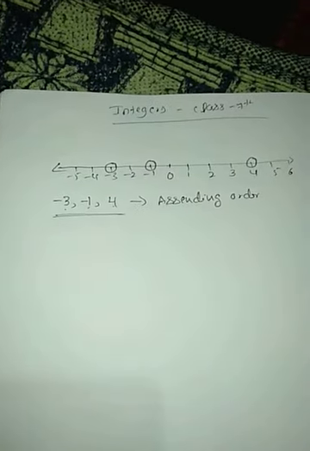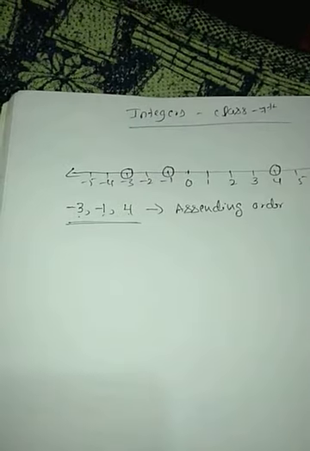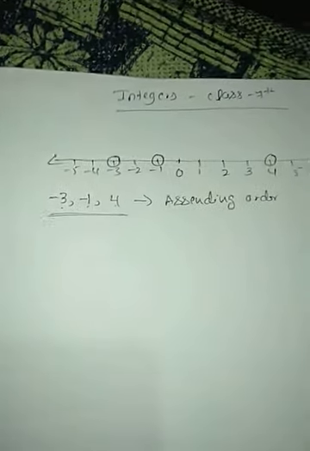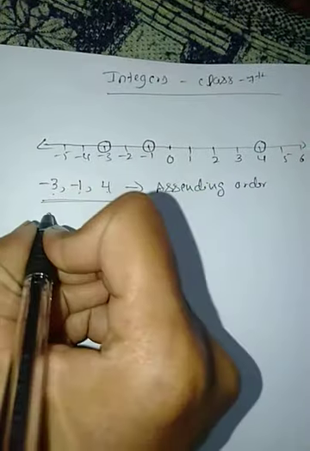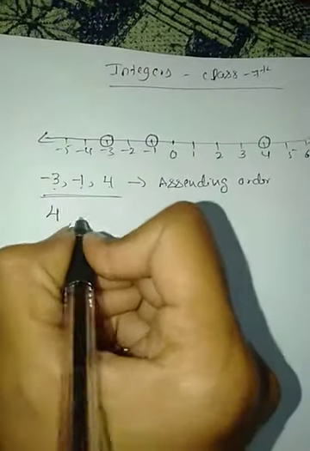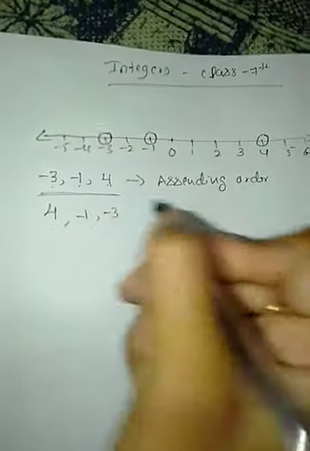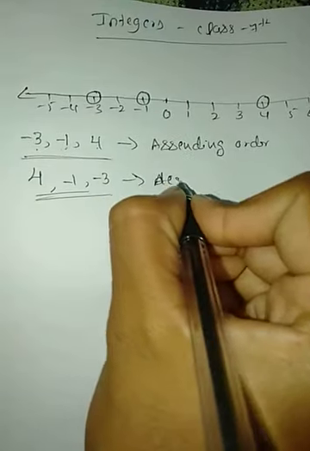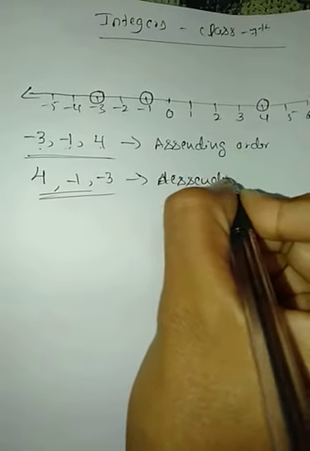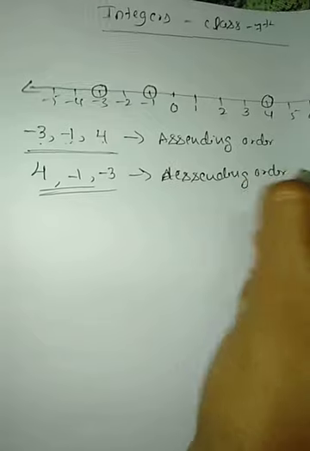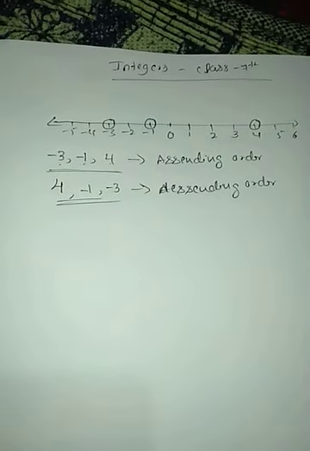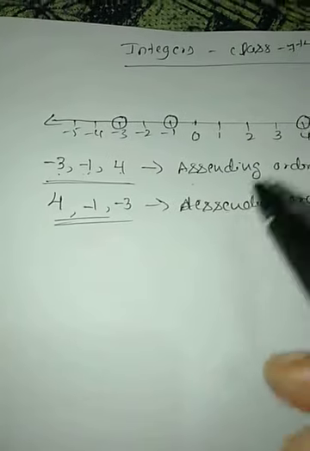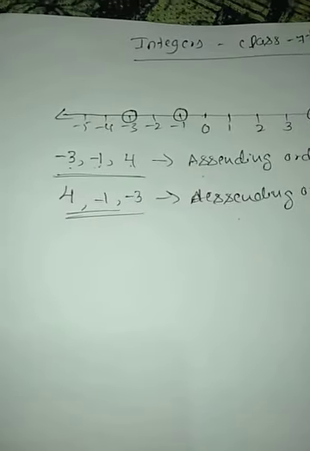Now you can write these numbers in descending order. What is descending order? Bigger to smaller. Write bigger to smaller number. So here the bigger number is 4. Next one is -1. Next one is -3. So this is descending order. Remember, ascending order means smaller to bigger. Descending order means bigger to smaller.